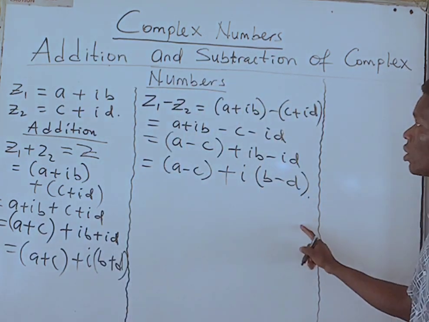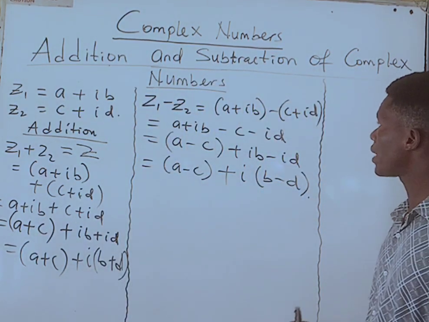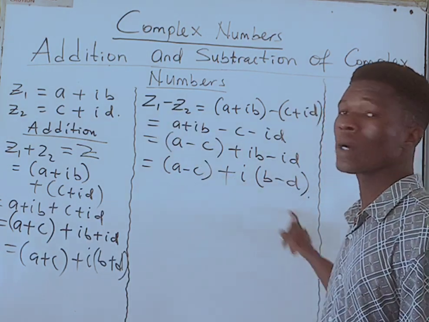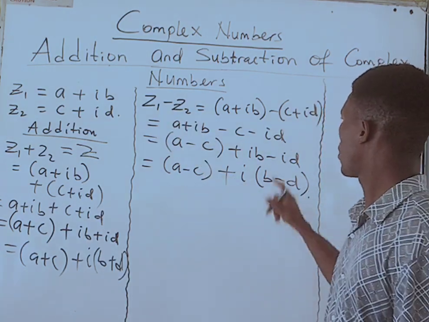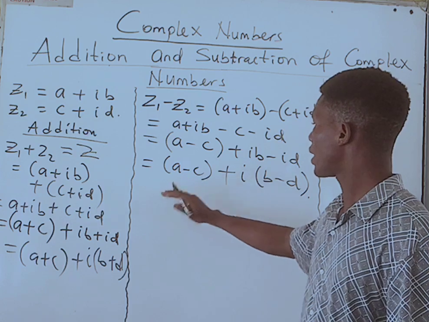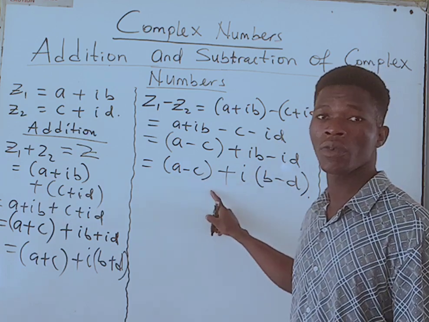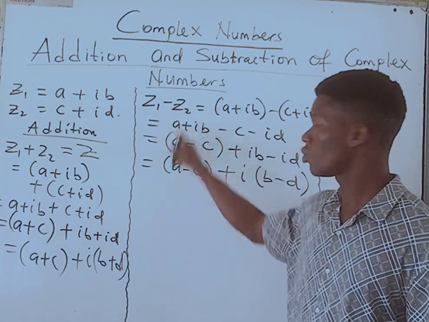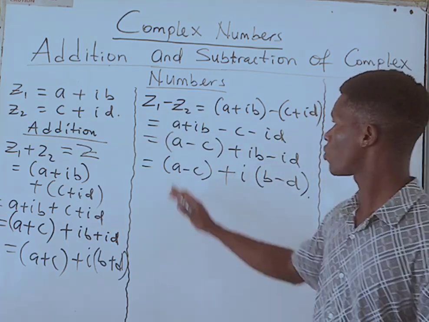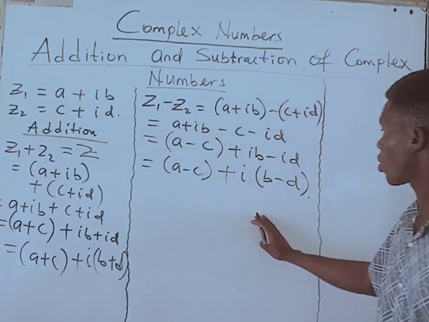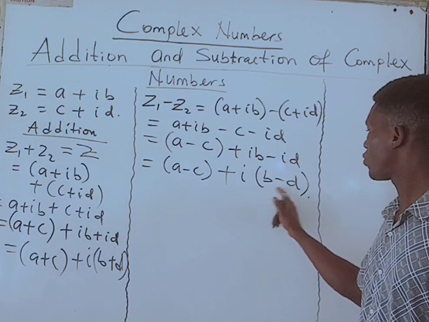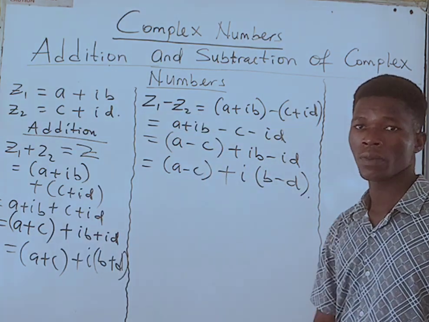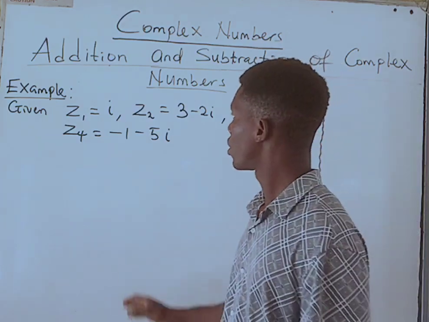This is how subtraction works. So this implies that if Z1 minus Z2 gives another complex number, then the real part is the difference of the real parts of the two complex numbers, and the imaginary part will be the difference of the imaginary parts of such two complex numbers also. And we have examples here to work with.